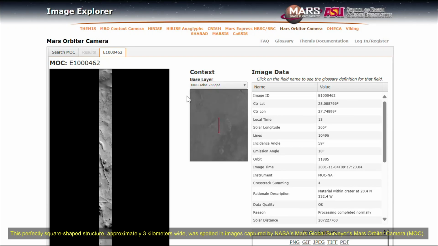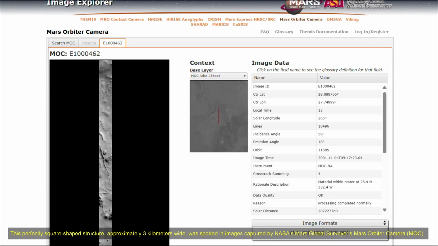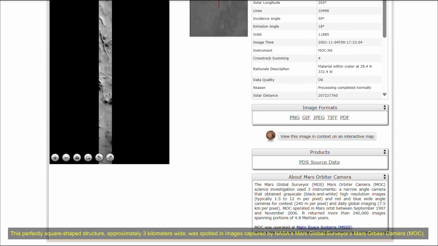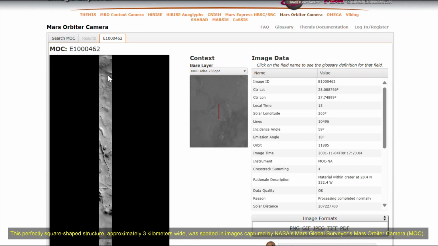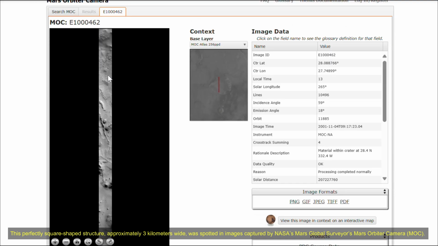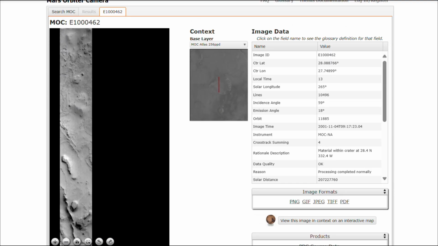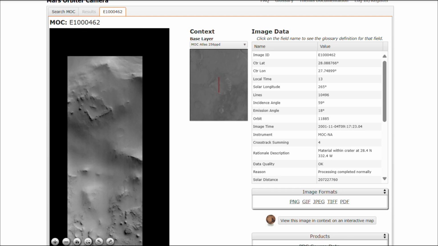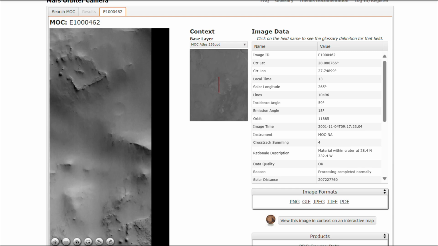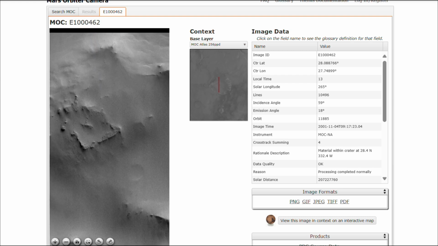Hello friends, in recent days, a stunning feature on the surface of Mars has caught the attention of space researchers. This feature, known as the square structure, appears in this image taken by various Mars orbiters and has sparked a range of theories and discussions about what it might be. Here's a look at what we know about this intriguing Martian anomaly.